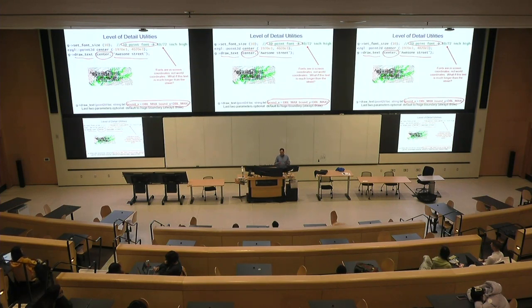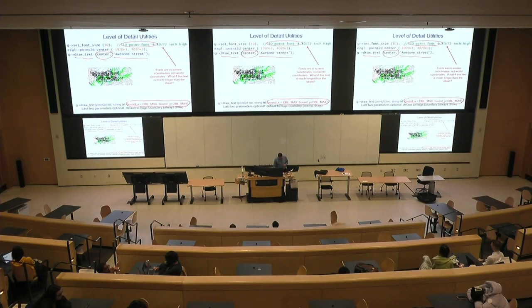So these bounds would be in meters on the surface of the Earth. And if the text was going to occupy more than that space in my world coordinates, I won't draw it. If I don't specify these, they default to huge numbers, which means I don't care how big this text is on the screen, draw it.